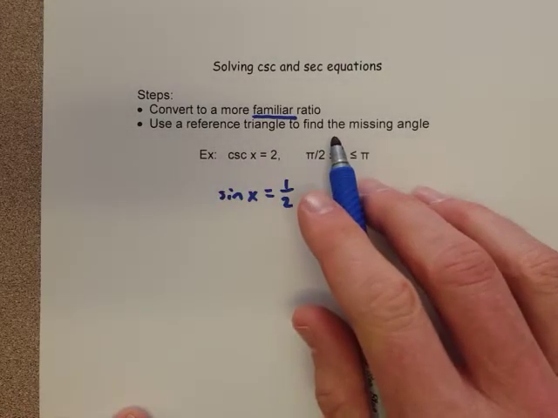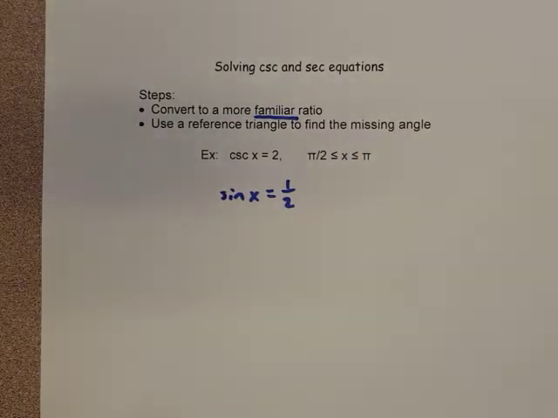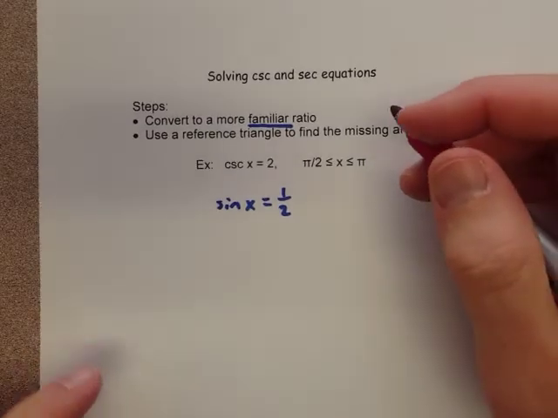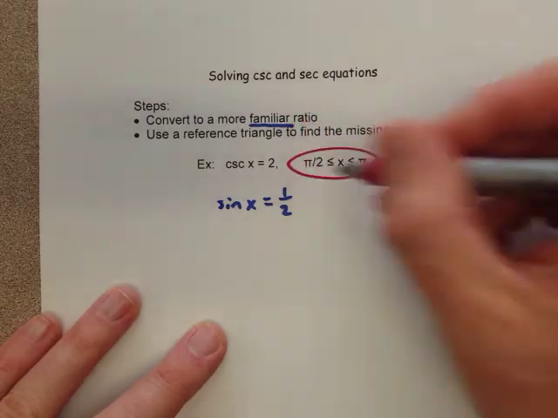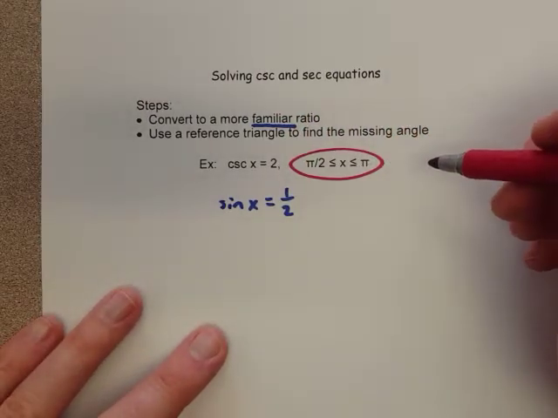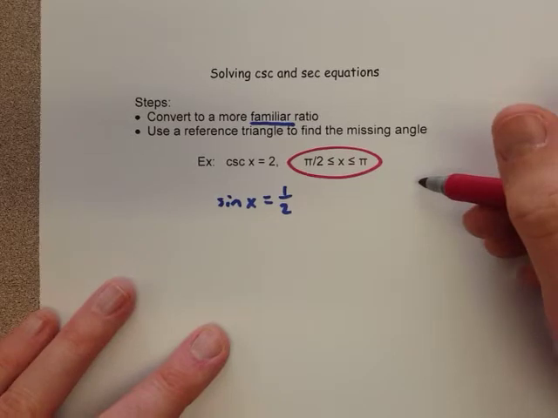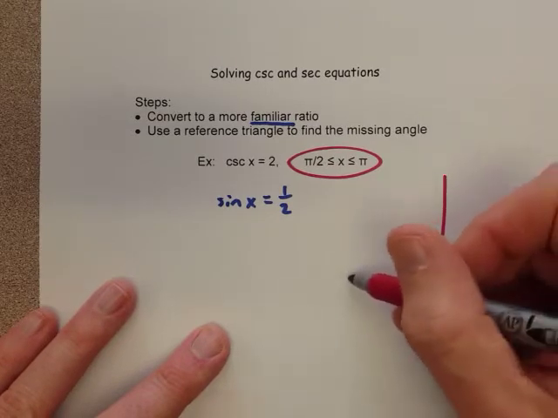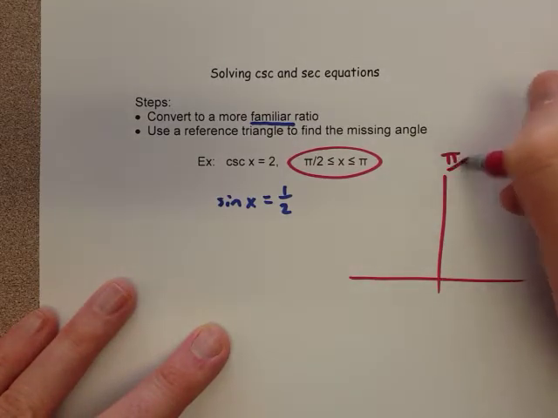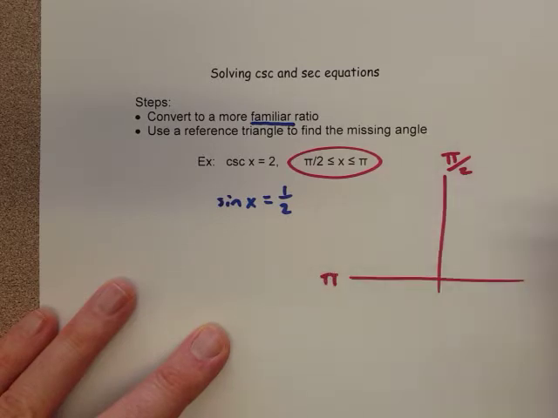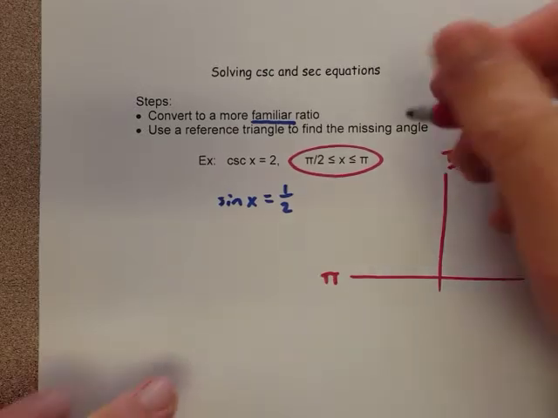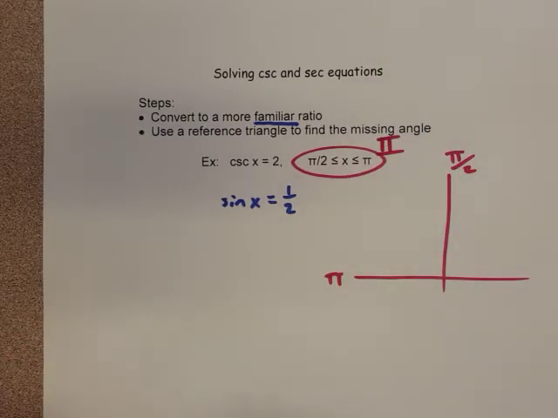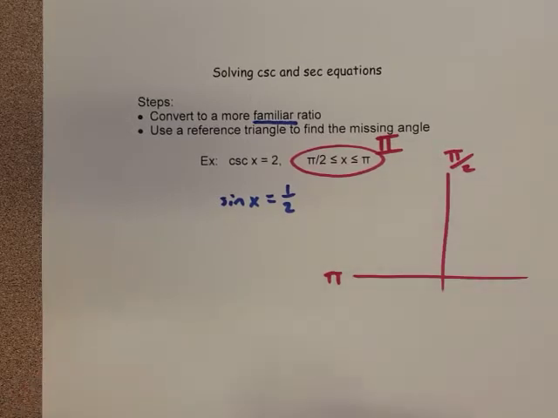Second thing is to use a reference triangle to find out the missing angle. Now, in order to use a reference triangle, as we talked about last unit, we should figure out what quadrant we're dealing with. So it says here, you'll notice it says x is between pi over 2 and pi. Now what that means is we're talking about pi over 2 being right here and pi being right here. They're the angles on the unit circle. So that means we're talking about quadrant 2, and we're going to draw this triangle in quadrant 2 to solve this.